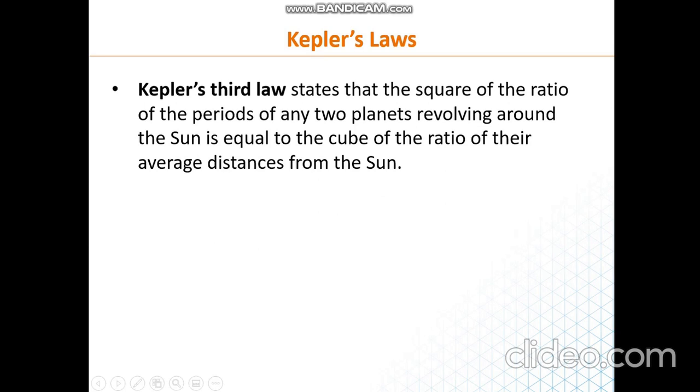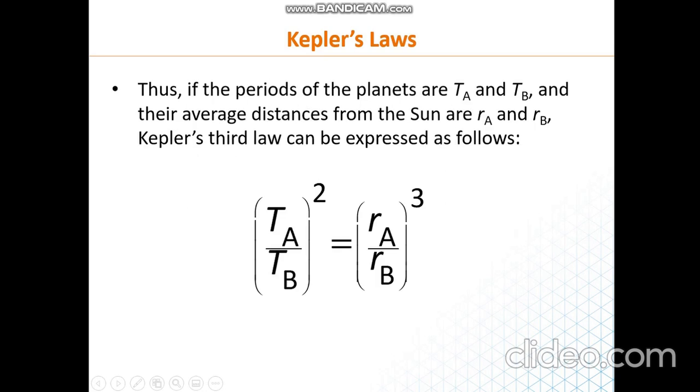Now Kepler's third law. Kepler's third law relates the motion of two different planets. It states that the square of the ratio of the periods of two planets revolving around the sun is equal to the cube of the ratio of their average distances from the sun, as an equation (TA divided by TB) squared equals (RA divided by RB) cubed, where T is the period, the time for one revolution of the planet around the sun, and R means the distance between the centers of the planet and the sun.